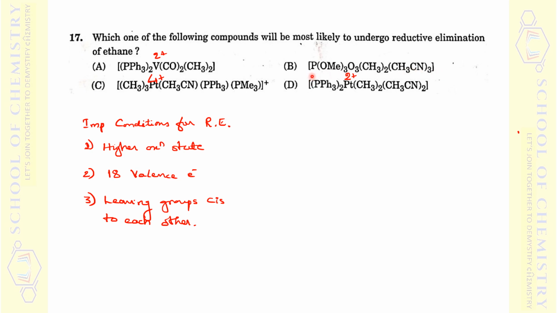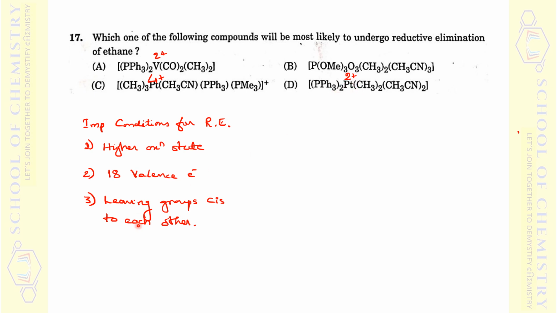I doubt this should have been Pt or some other metal, and it is possible that this is just an option filler and has nothing to do with the question. We may have to decide with these three. Just based on oxidation state itself, we can decide the answer, because here it is Pt 2+. Platinum in a 4+ higher oxidation state can be converted to 2+ by reductive elimination, but from 2+ it is not possible. Just based on that, we can discard this option.